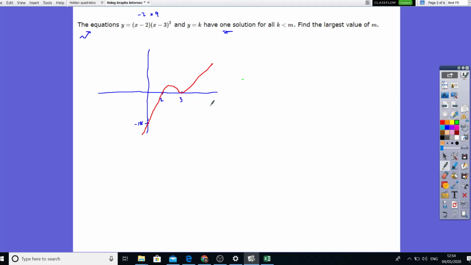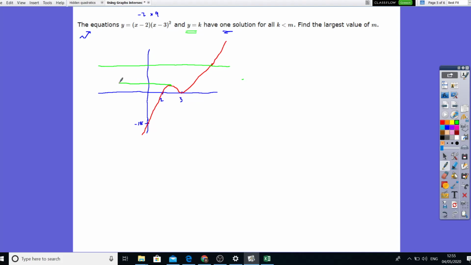Now, first of all, y equals k. So y equals k is any line going through here. If I put a line going through here where it has one solution, all this line up to here, where it crosses only once, it only has one solution. The cubic graph continues to shoot off, so anything above here is going to have one solution.